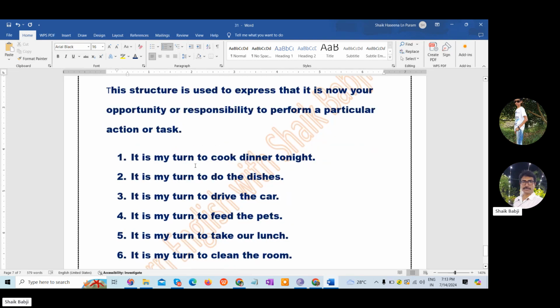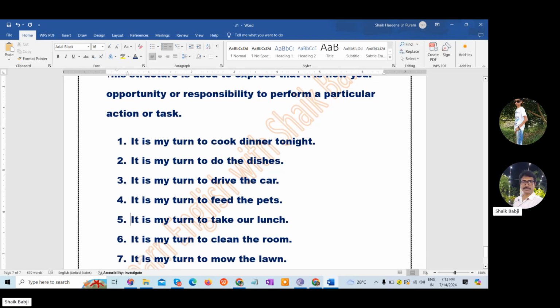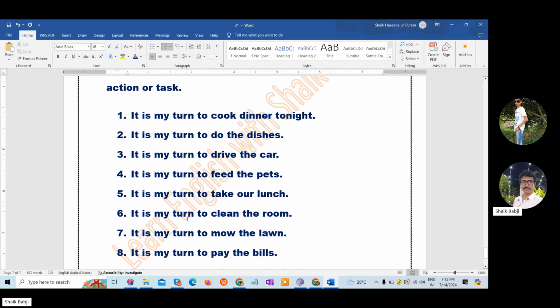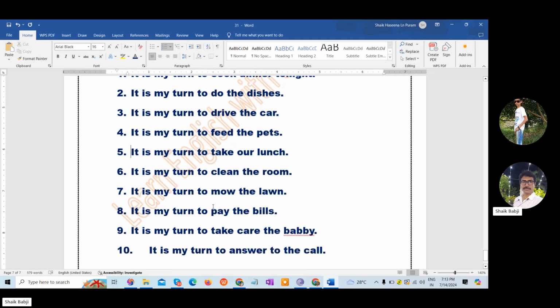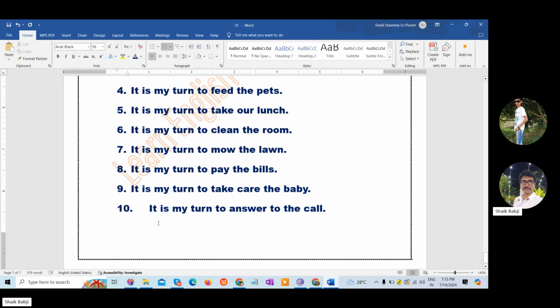So it's my turn means it's my responsibility what? To cook dinner tonight. It's my turn what? To do the dishes. It's my turn. What? To drive the car. It's my turn. What? To feed the pets. It's my turn. What? To take our lunch. It's my turn. What? To clean the room. It's my turn. What? To mow the lawn. Means to cut the lawn. It's my turn. What? To pay the bills. It's my turn. What? To take care of the baby. It's my turn. What? To answer the call.